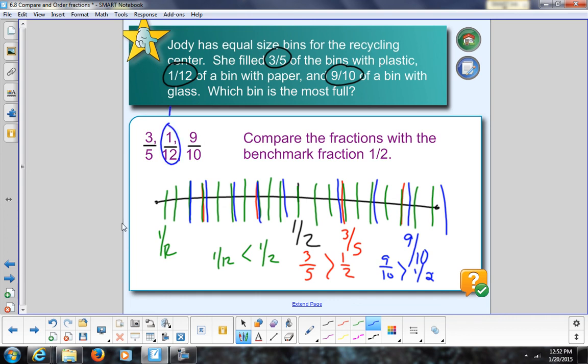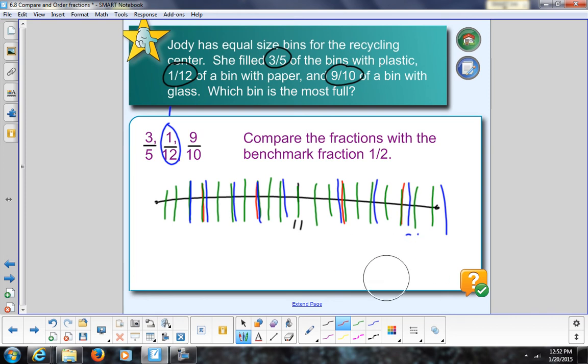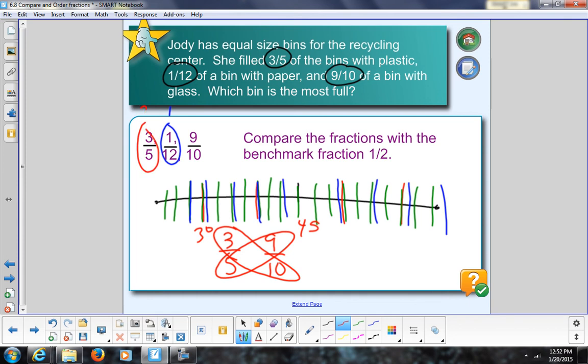So I'll put a number 1 right there. Now we need to figure out between 9/10 and 3/5. Well, 3/5 and 9/10 is going to be hard to look at on a number line. So I'm going to take those two fractions, and I'm just going to do the butterfly method to see which one's bigger. Or you can find a common denominator. Okay, so this is 45. 10 times 3 is 30. So 9/10 is actually bigger than 3/5. So 3/5 is number 2. 9/10 is number 3. Okay, so hopefully that helps a little bit with that.